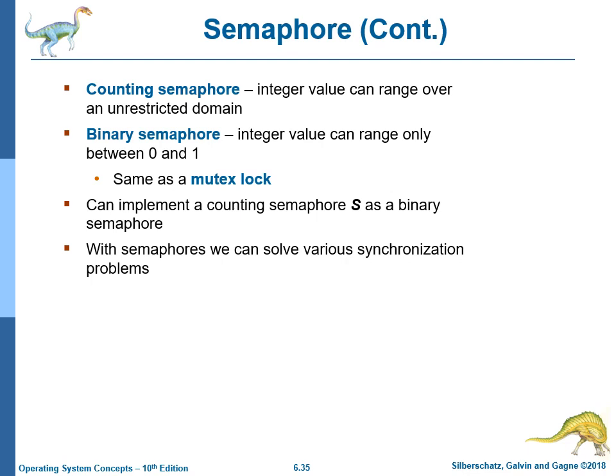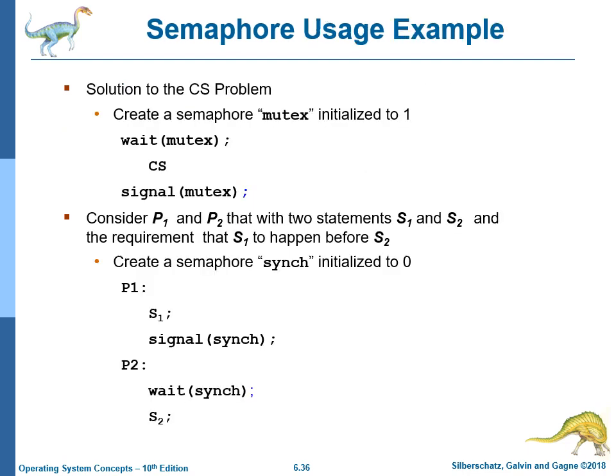Okay, so we can use the semaphore to solve various synchronization problems. For example, when we have two concurrently running processes, P1 with the statement S1 and P2 with the statement S2. Suppose we require S2 to be executed only after S1 has completed. We can implement this scheme readily by letting P1 and P2 share a common semaphore sync, initialized to 0.